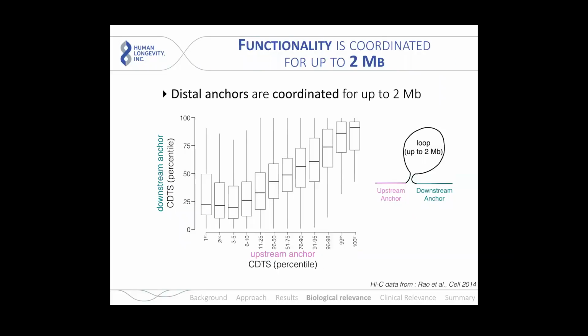And we saw exactly this pattern. So the upstream anchors that had a very low tolerance to variation happened to be associated with downstream anchors that also had low tolerance to variation. And the trend was pretty neat. And this happened to be the case for up to 2 megabases, when the loops were up to 2 megabases long. So we finally decided to ask the last question with regard to this purpose.